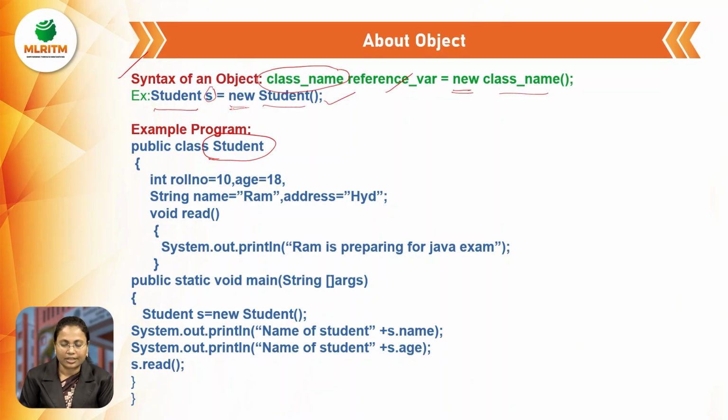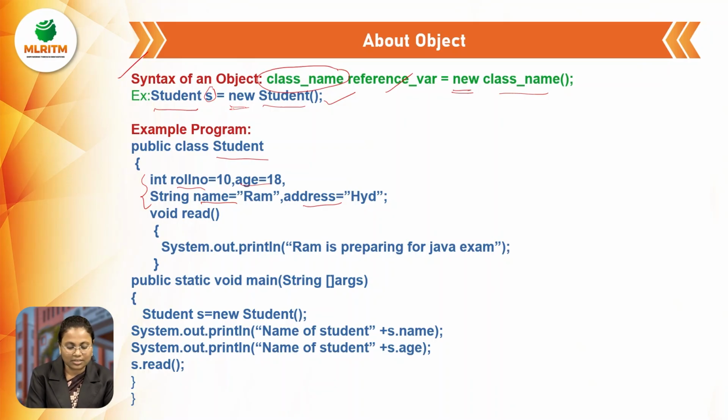Alright. Now we'll see an example program on class and object. Here, public class Student, I have created a Student class. Inside the Student class, I have written some variables which are roll number, name, address, age. These four are the properties of the class Student, or we can simply say they are variables, right?